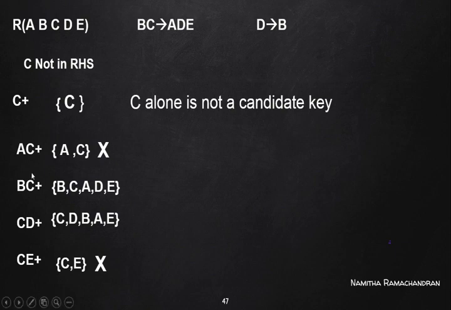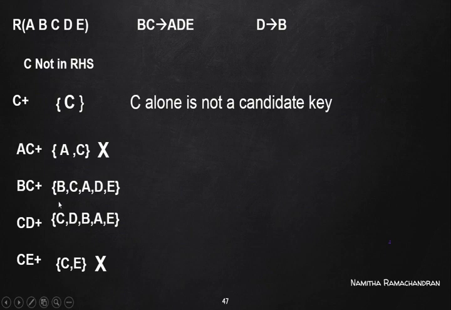Consider these two. B and C both are present in the LHS part. So there is a chance that BC may be a candidate key. So we want to derive the closure set of BC first. Then after deriving it, it is clear that BC can derive all other attribute values also. That means BC is a candidate key.